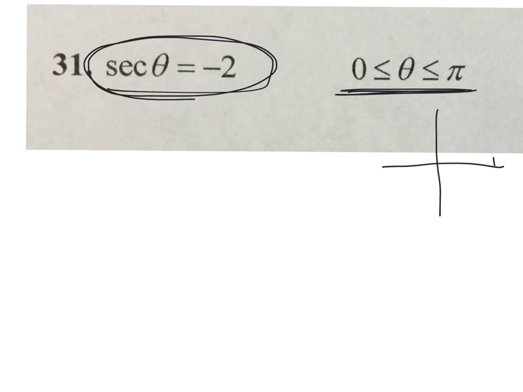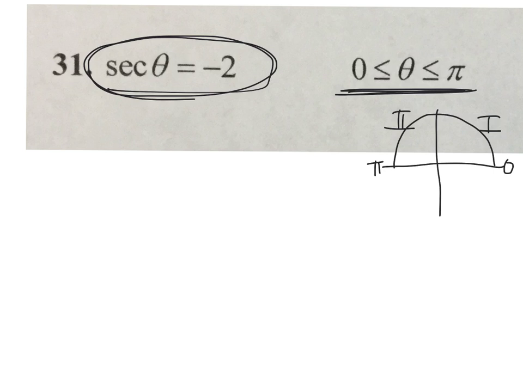Okay, so we're dealing with the top half of your unit circle, somewhere between 0 and pi, so it's either a first quadrant triangle or a second quadrant triangle. Okay, so we have to first figure out what quadrant we're in so we draw our triangle correctly so we have the right values.